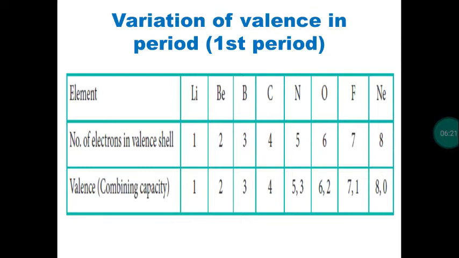So this is the combining capacity, or valency, of lithium. Then beryllium, atomic number 4, 1s2, 2s2. Two electrons are present in the second shell, so valency 2.